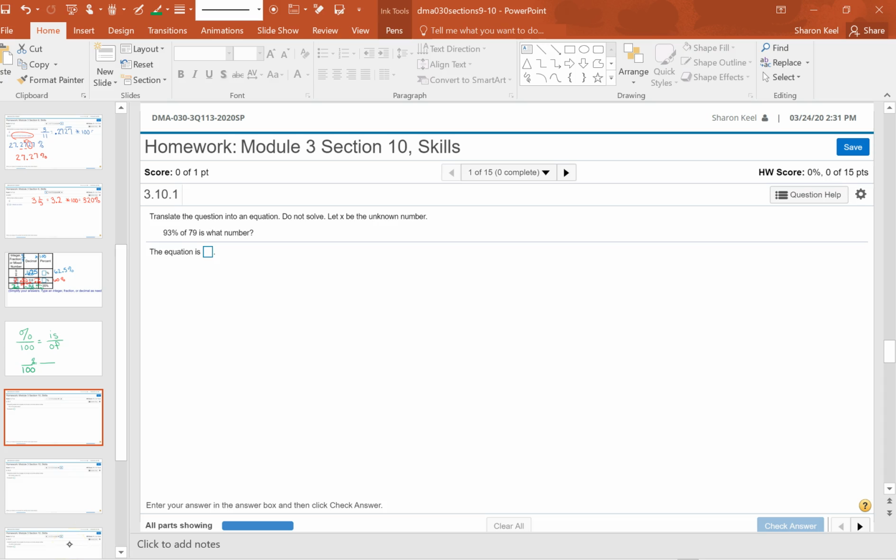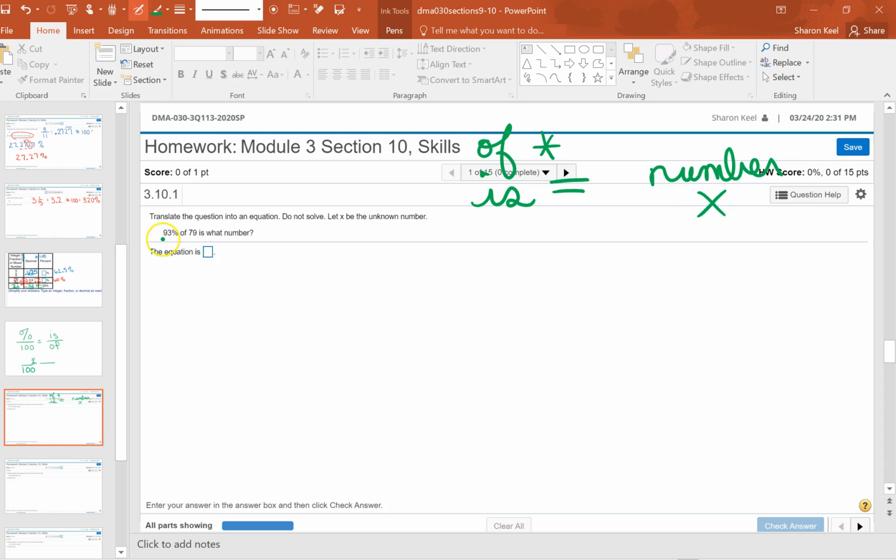Now, the first 3 questions on the computer work specifically want equations. Since they specifically want an equation, I'm going to write this out in the form of an equation. In the form of an equation, the word of means multiplication. And when you see the word is, we're going to use an equal sign. And where they have just number, we're going to use the letter X.